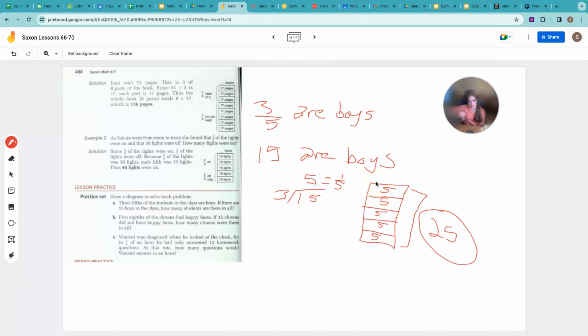Then if we make our total over here, we draw a box, divide it into 5 pieces, and put 5 in each. How many students are there in all? 5 times 5 is 25. So there are 25 students.